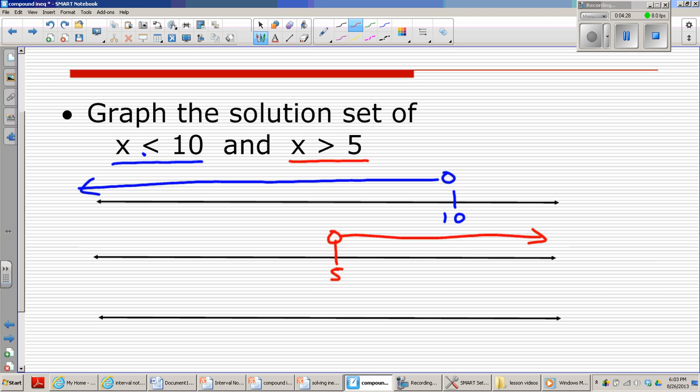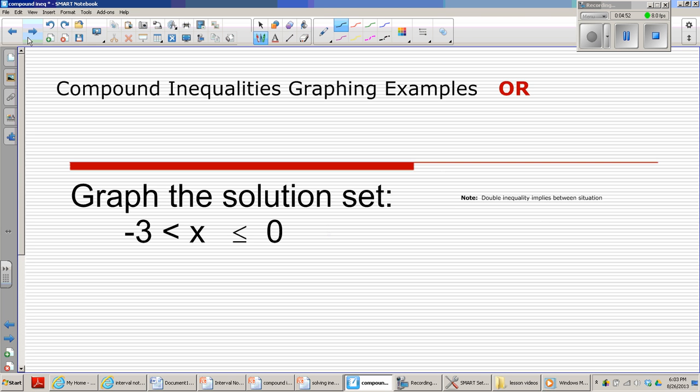Now let's look at where these two graphs overlap. They overlap between 5 and 10. So we're going to have open circles at both. We're going to fill in all the numbers between 5 and 10. Look at that graph.